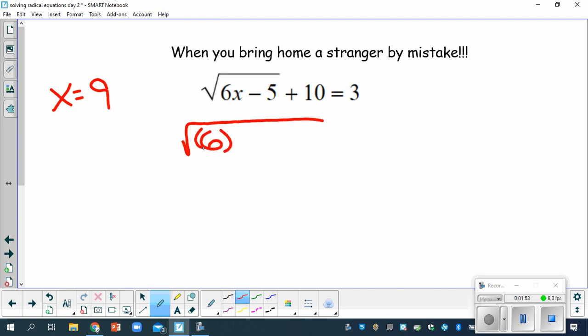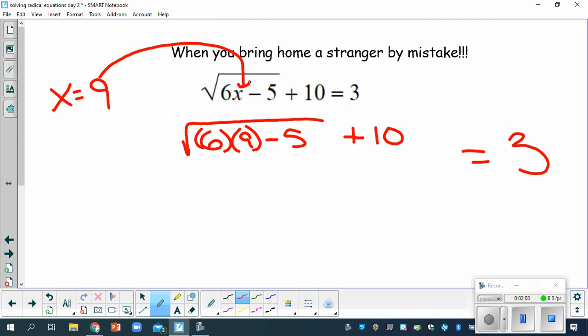So I write 6 times 9 minus 5 plus 10. And I believe it should equal 3 at the end. I'm just plugging this in right here. That's all I'm doing, because if it works, then I did it right. What is 6 times 9? 54. So 54 take away 5 is 49. That's not hard. I could do that on my calculator. No problem. So here's what I've got: 49 plus 10. Okay, everything's good.